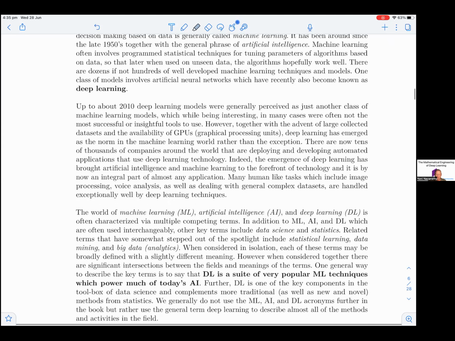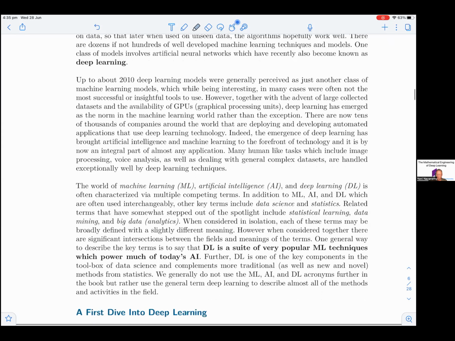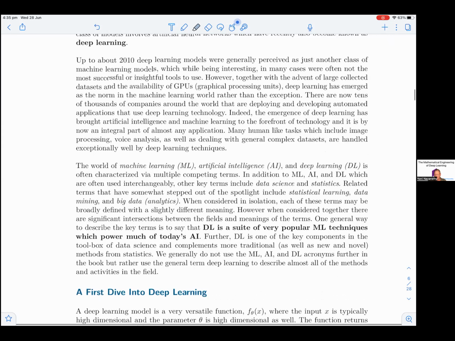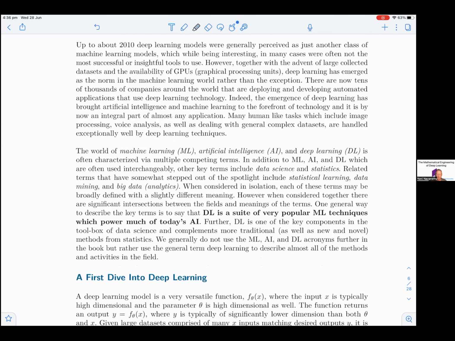Up to about 2010, deep learning models were generally perceived as just another class of machine learning models, which, while being interesting, in many cases were not the most successful or insightful tools to use. However, together with the advent of large collected datasets and the availability of GPUs, graphical processing units, deep learning has emerged as the norm in the machine learning world rather than the exception.